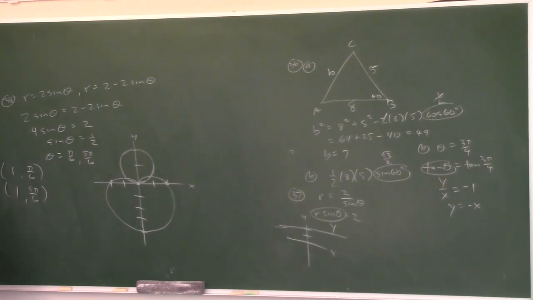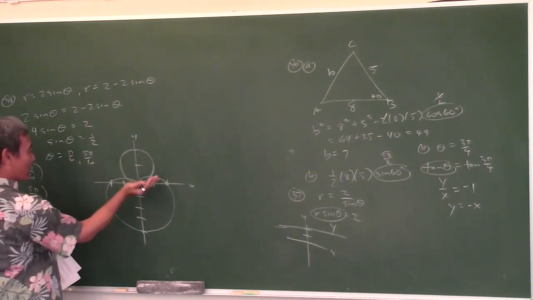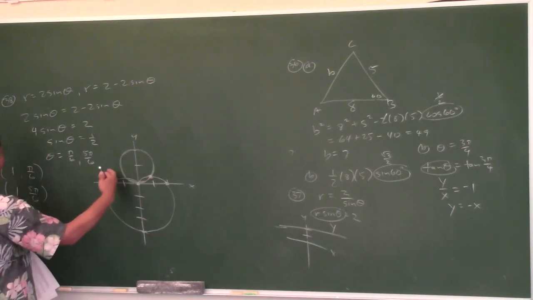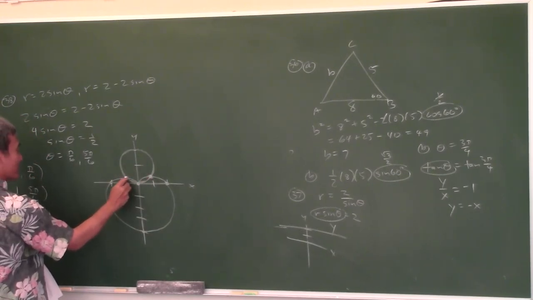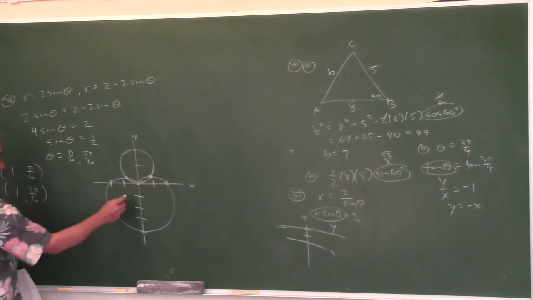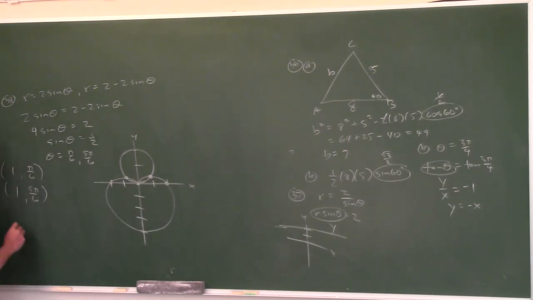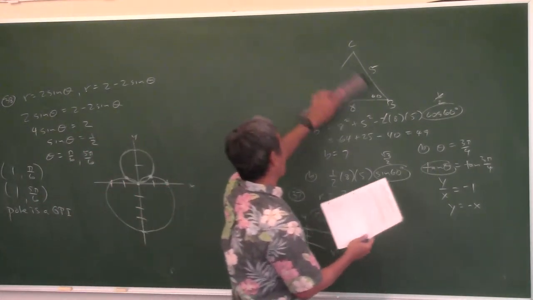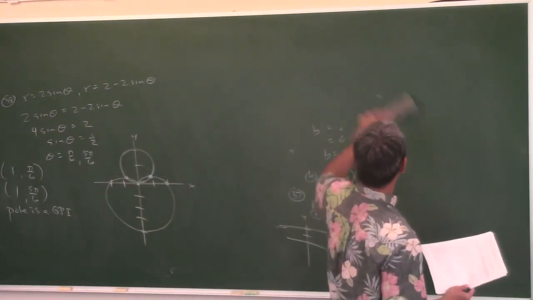Okay, so let's check out the points of intersection. Measure off an angle of pi over 6 and go 1 unit from the origin. Check! Measure off an angle of 5 pi over 6, go 1 unit from the origin. Check! But I can clearly see they intersect there, so we have to say the pole is a graphical point of intersection. 2 more problems and I'm done.